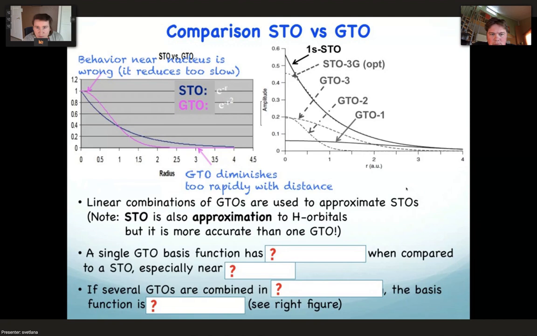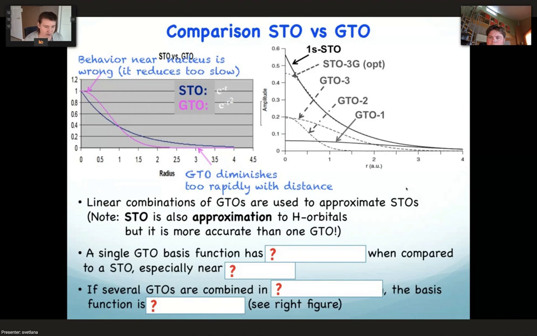If I take two GTOs, it becomes a little bit better, but not very much. Three GTOs is definitely improving. And then if I do some massaging, normalization, and so on with these three GTOs, you can see that now it's nicely reproducing the STO orbital. So a linear combination of Gaussian orbitals can represent a single STO. And again, I need more than a single STO to reproduce the actual behavior of the actual system, the wave function of the actual system.